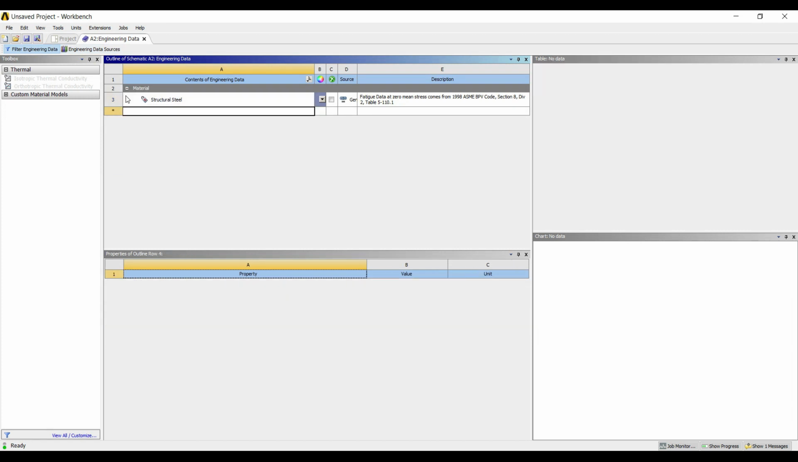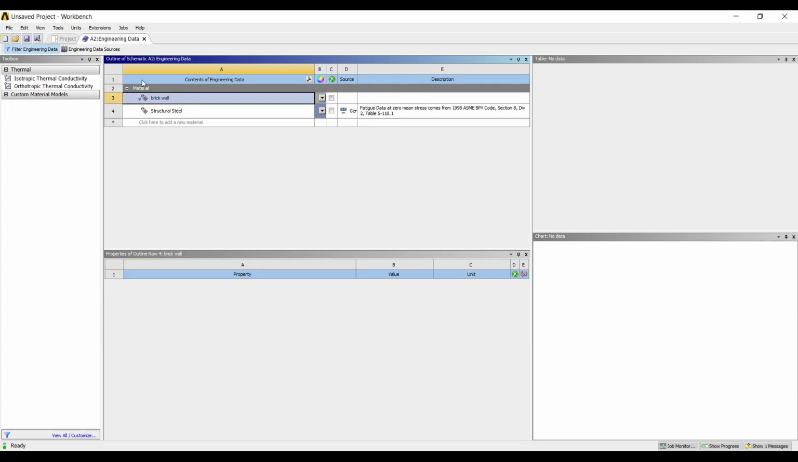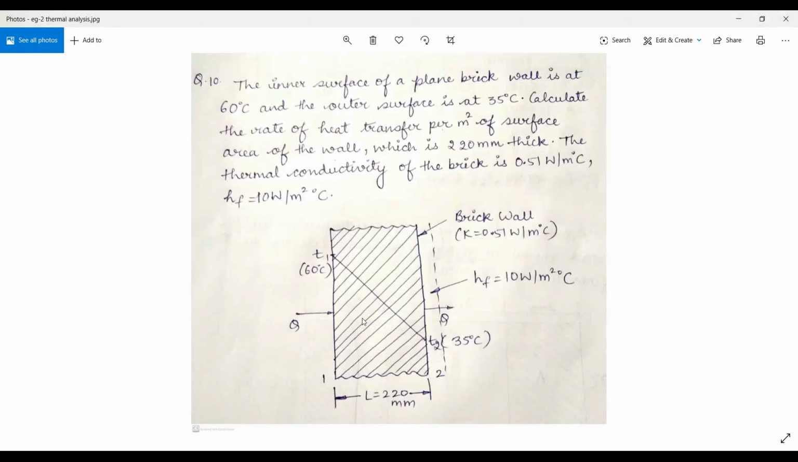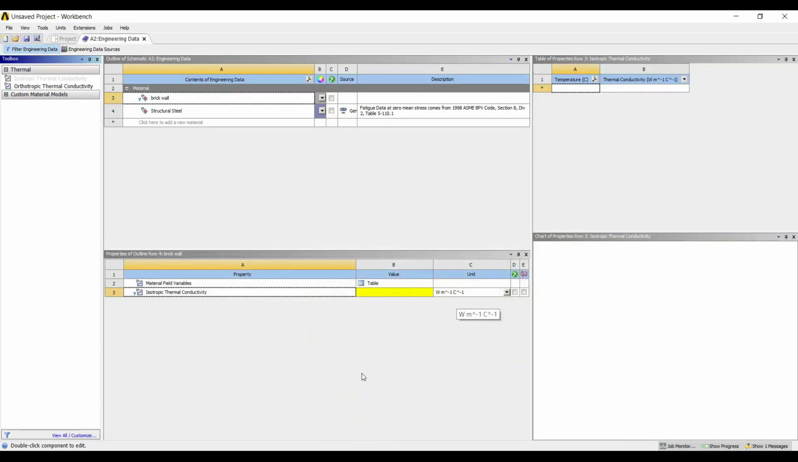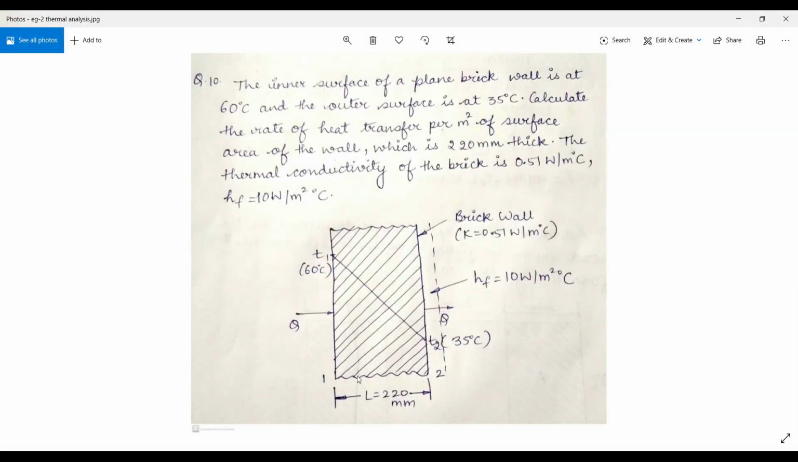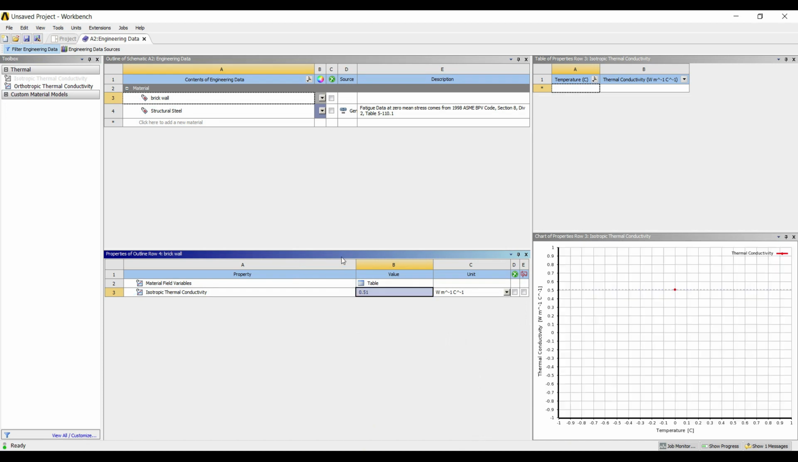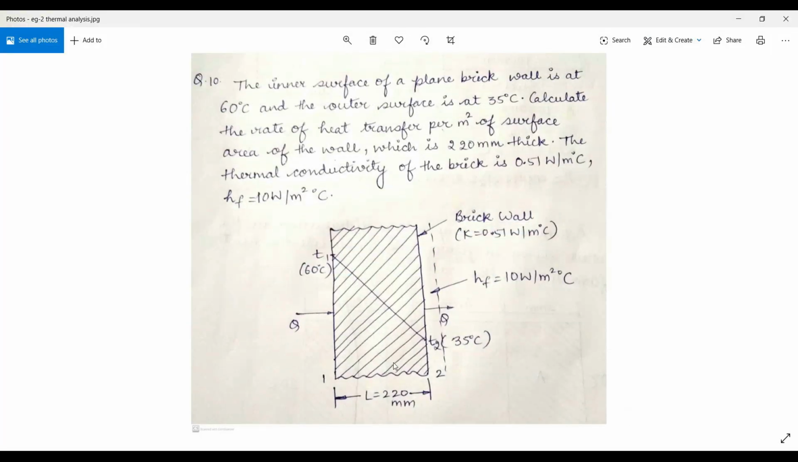I'll just add the new material, that is brick wall. Brick wall will have isotropic thermal conductivity. The unit is watt per meter degree Celsius. So it's correct. The value is 0.51. So this is my material and this is the only property given.